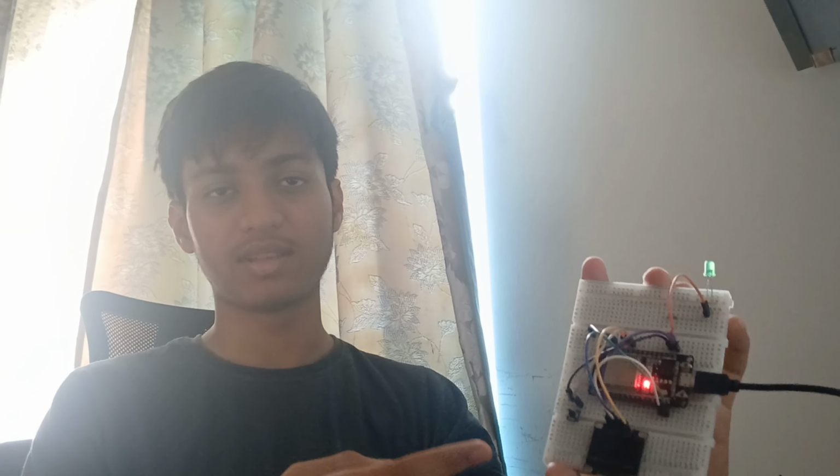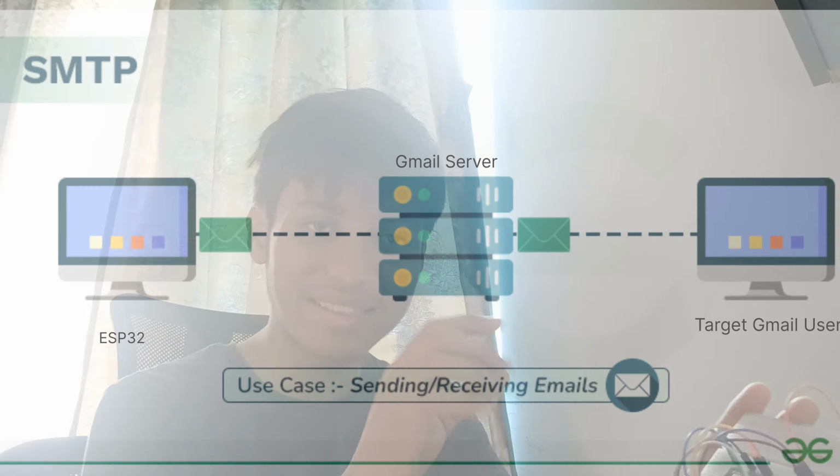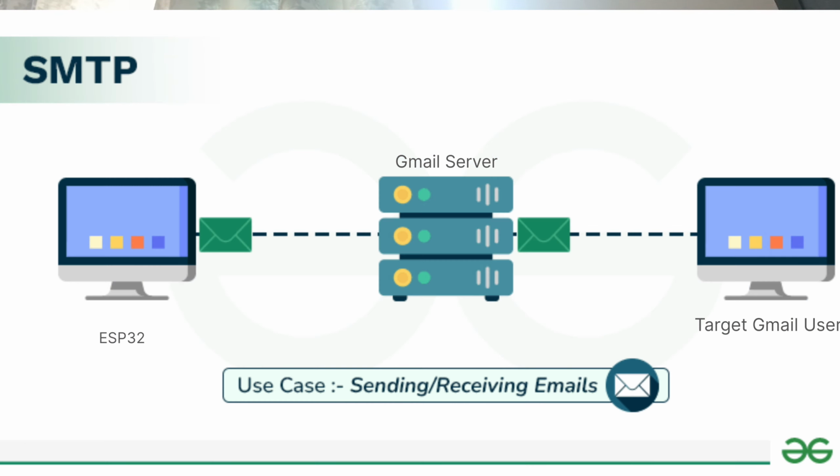Now let's talk about this thing. This thing works on the principle of SMTP. What is SMTP? SMTP stands for Simple Mail Transfer Protocol. So it is a protocol, it is a set of rules followed by the computer to transmit the email message which I have programmed inside, so that it will send this message to our target email ID.